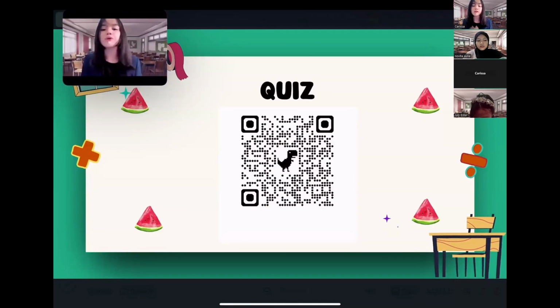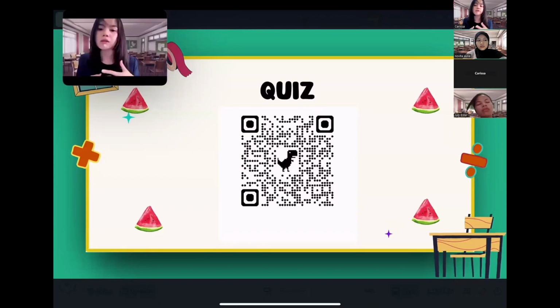All right, so that was all our lesson for today, everyone. Remember that fractions are everywhere. We use them almost in our daily life in sharing food, measuring ingredients, and even telling time.